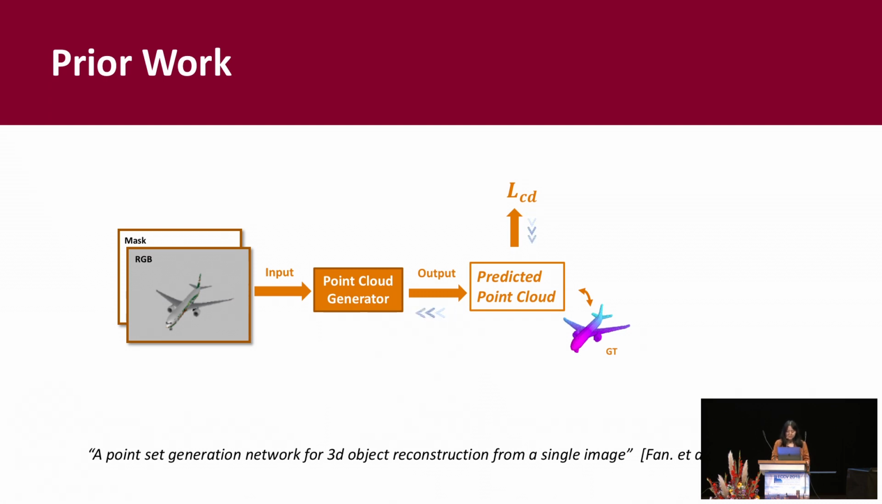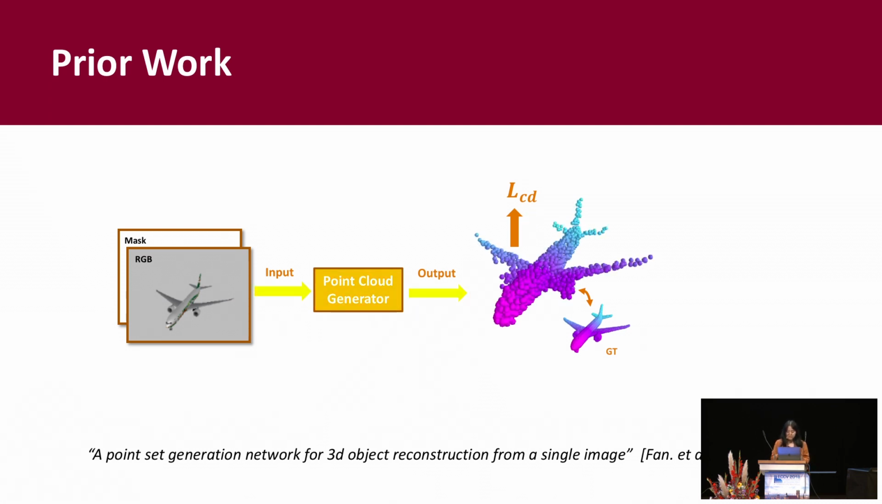With chamfer distance as the loss function, the generator could predict a reasonable point cloud according to the input image, but they do not consider the shape of the object from a global perspective. The part of the object with fewer points contributing to it, like the wing and the tail of the airplane, may have distortion in the reconstructed result.